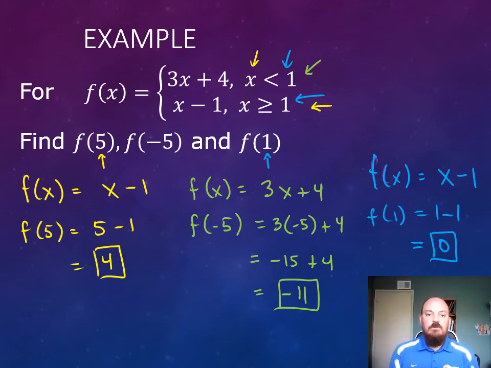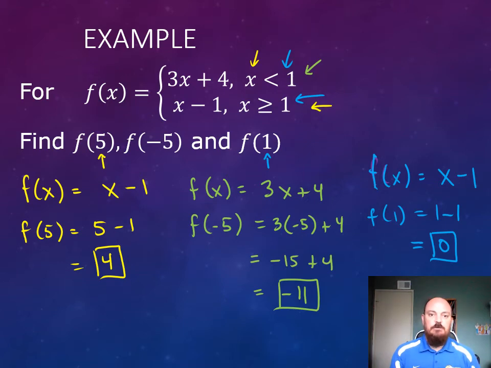So we did 3 different things. We found f of 5, we found f of negative 5, and we found f of 1. For each question, there were 2 parts. Part 1 is look at the number itself, the 5, the negative 5, or the 1, and decide which equation to use. Once you pick the right equation, plug that number in and get your answer, just like we did for function notation.